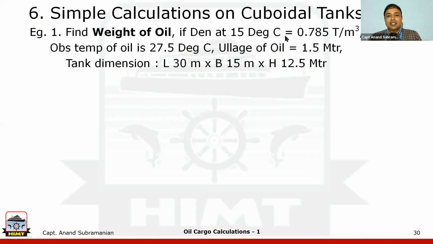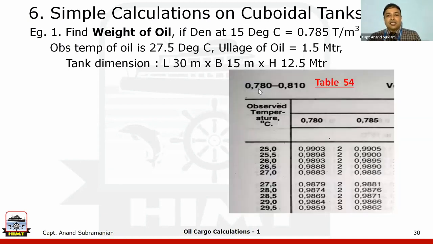Density at 15 degrees Celsius is given as 785. The observed temperature of the oil is 27.5. Ullage of the oil is also given. The tank dimensions are given. Now, for your ease, I'm also giving you table 54. The time starts now. Find out the weight of the oil in air.